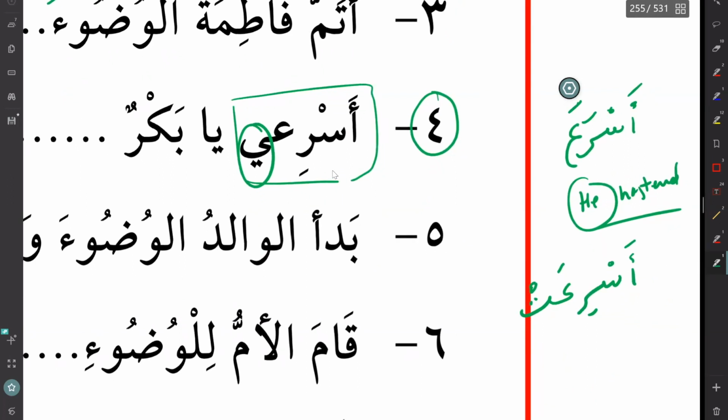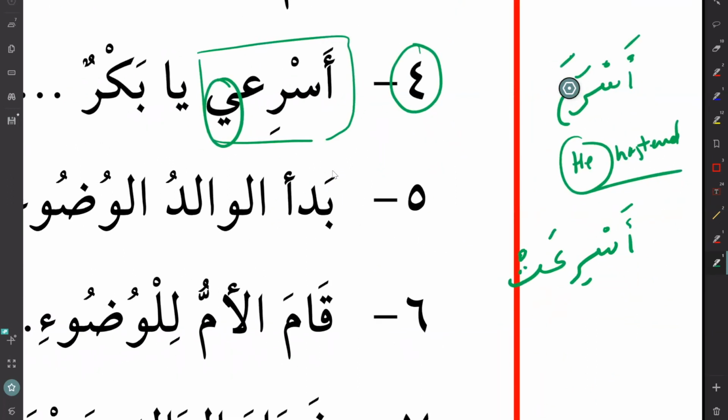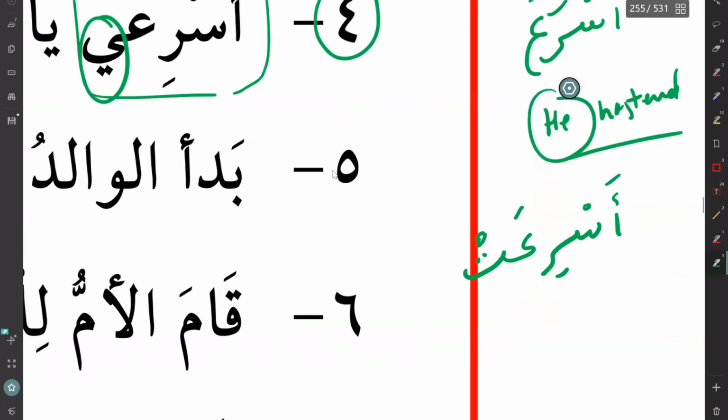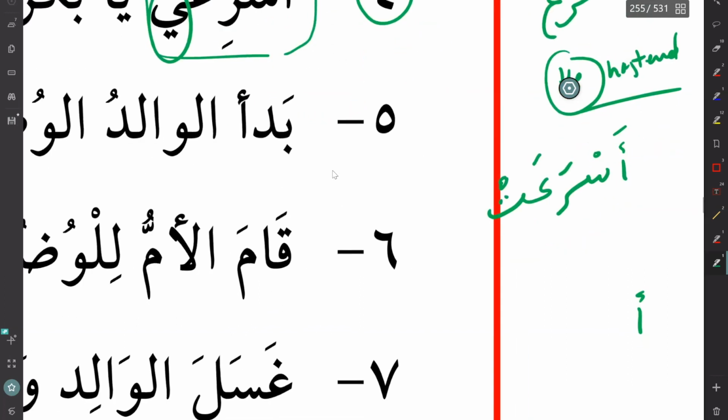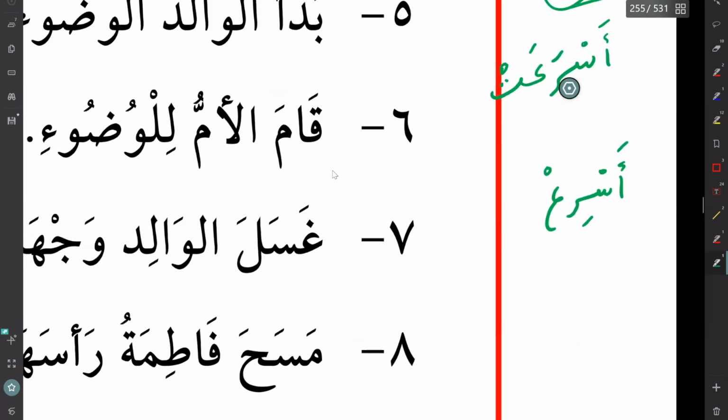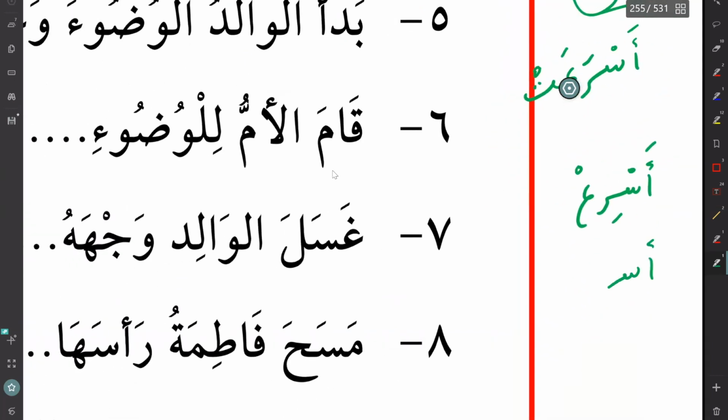What do you think is happening here? This is the command verb. This is not a past tense. This is a command verb. The command verb for the masculine would be, here it should not be asra'at. The command verb for the masculine would be asri', with the sukun. Remember, the command verbs have sukun at the end. But for the feminine, it would be asri'i.